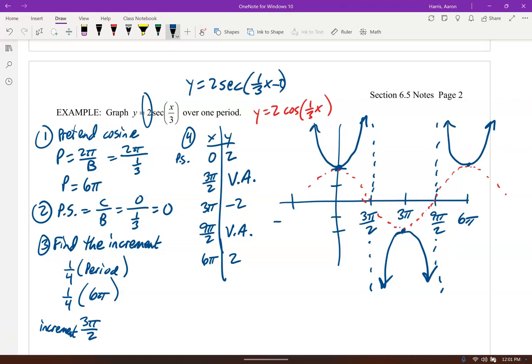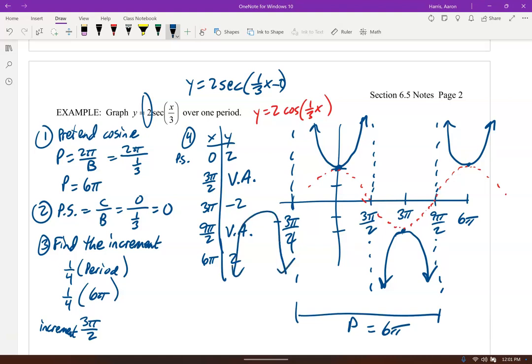Of course, you could go over here. That's -3 pi over 2, and so on. But hopefully you see that the total distance here is 6 pi. It repeats every 6 pi, or if you want to think about it right there, 6 pi to do that, 6 pi to do that. Right? That's your period on that.